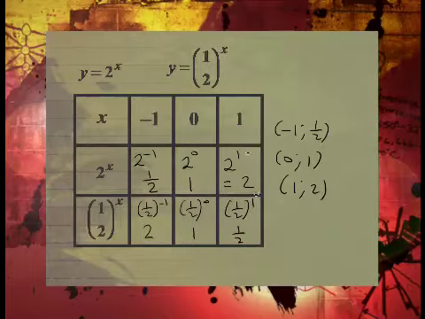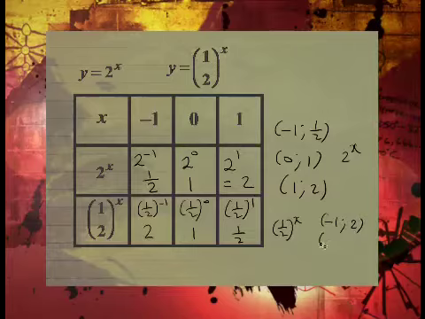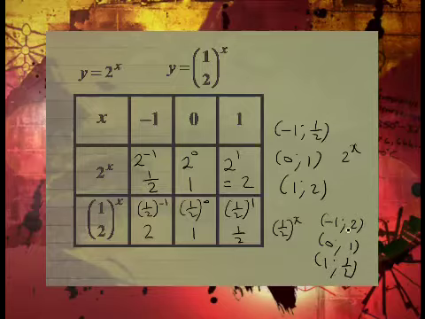So if we look at these points, now hold on to them. We've got -1, a half, 0, 1, 1, 2; this is for the graph of 2^x. But if you've got (1/2)^x, remember, you go with the x and the y, so the points would be -1, 2, 0, 1, and 1, a half. So we're going to plot these two different graphs using those points. Let's see what happens.